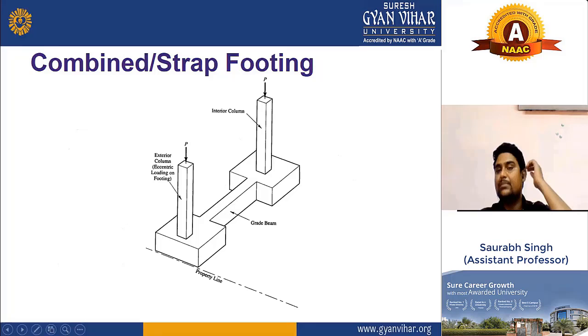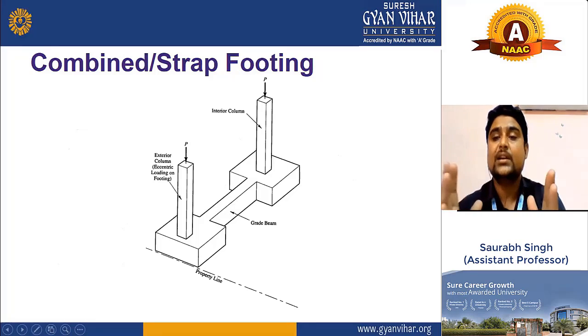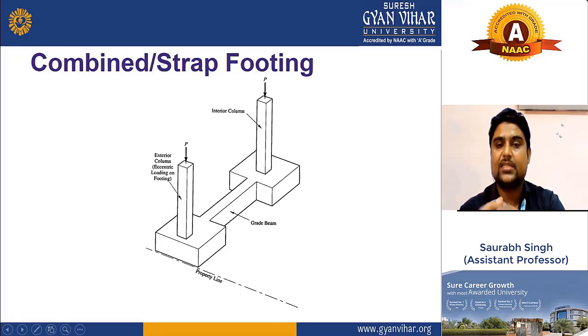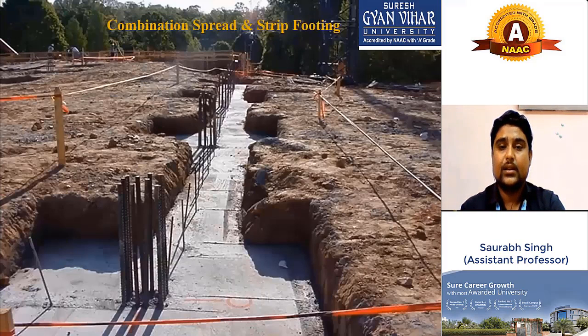If anybody will ask you what is the difference between combined footing and strap footing, you can answer it. You can see this is the real photograph of a combination spread and strip footing, which you can see here. These are the columns and these are the footing. This is footing for this column, and this is a strap, means this is a beam which is connecting this one. As you can see, there is 1, 2, 3, 4. There are 4 columns which are connected by a strap and which are connected by a strip. This is called combined footing, and sometimes we also call it strap footing.